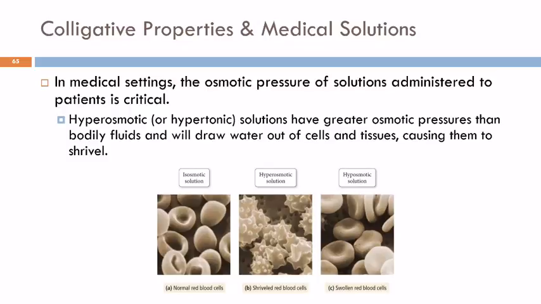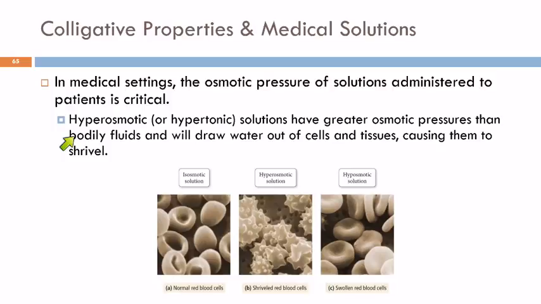Osmotic pressure has a lot of applications in medicine. Here's some micrographs of red blood cells. Here we've got normal ones. They're kind of donut shaped. These are shriveled up, and these are swollen. And if these continue to swell, they'll actually burst. And that would not be good if that's happening inside your veins and vessels.